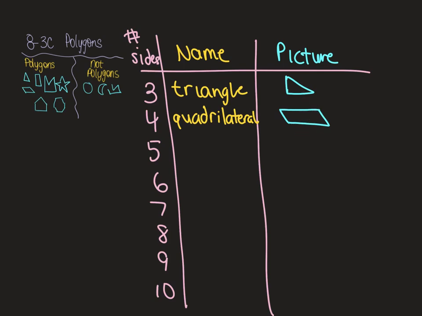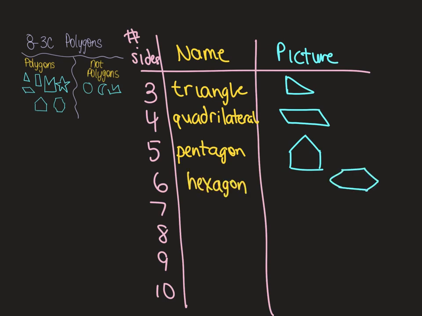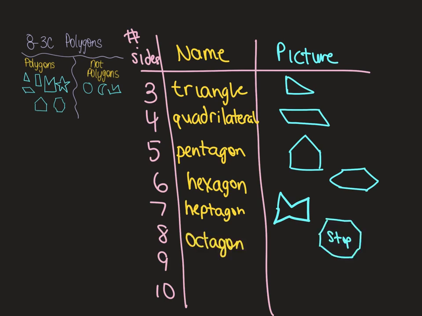Now let's think about 5. 5-sided shapes are called pentagons, and here is a picture of one particular pentagon. Not all pentagons have to look like that, just 5 sides. Here is a 6-sided shape. It's called a hexagon. 7 sides is called a heptagon. I drew something, let's see, 1, 2, 3, 4, 5, 6, 7, 7 sides. 8 sides is an octagon. Our most famous octagon is a stop sign.